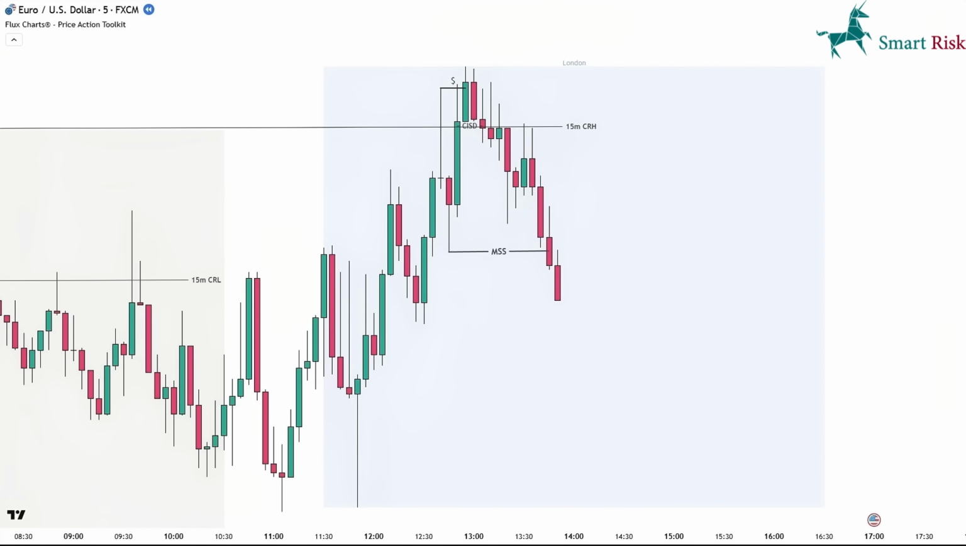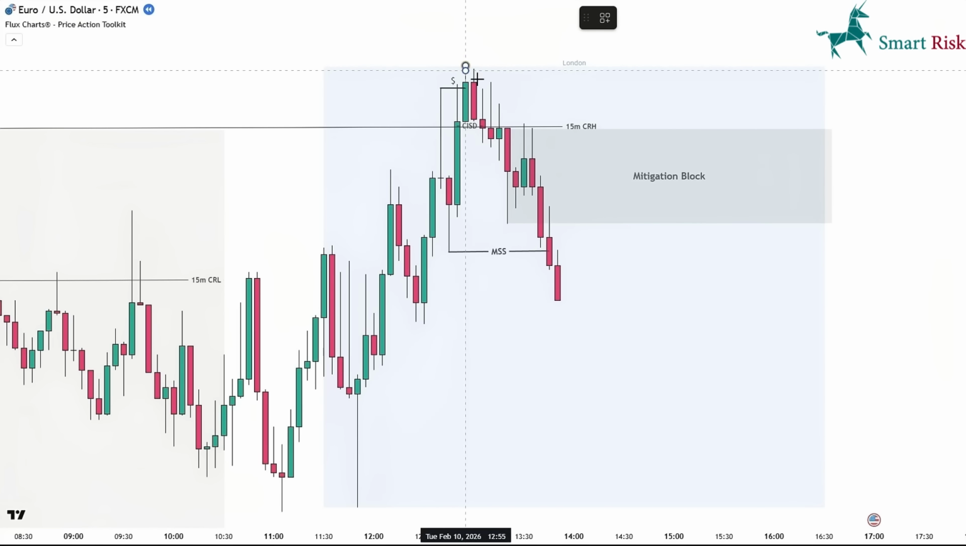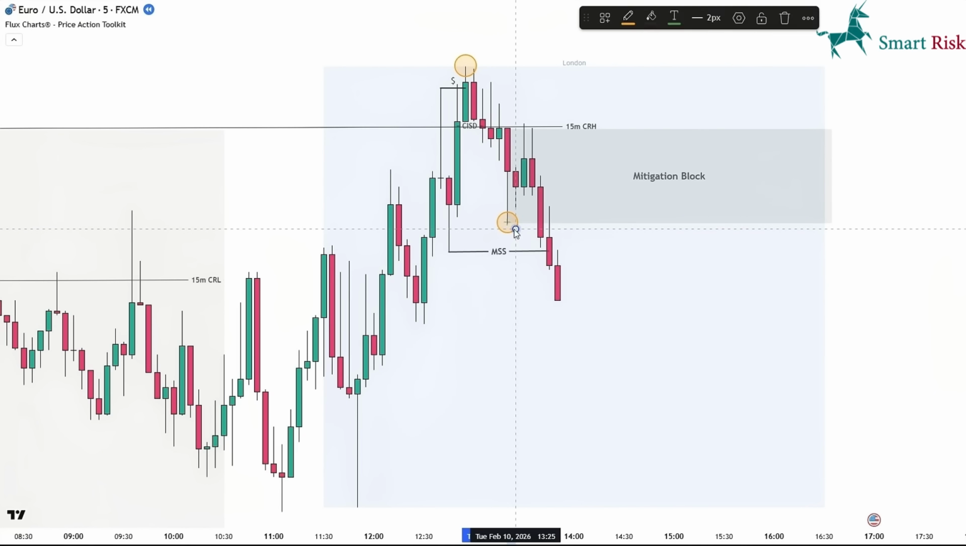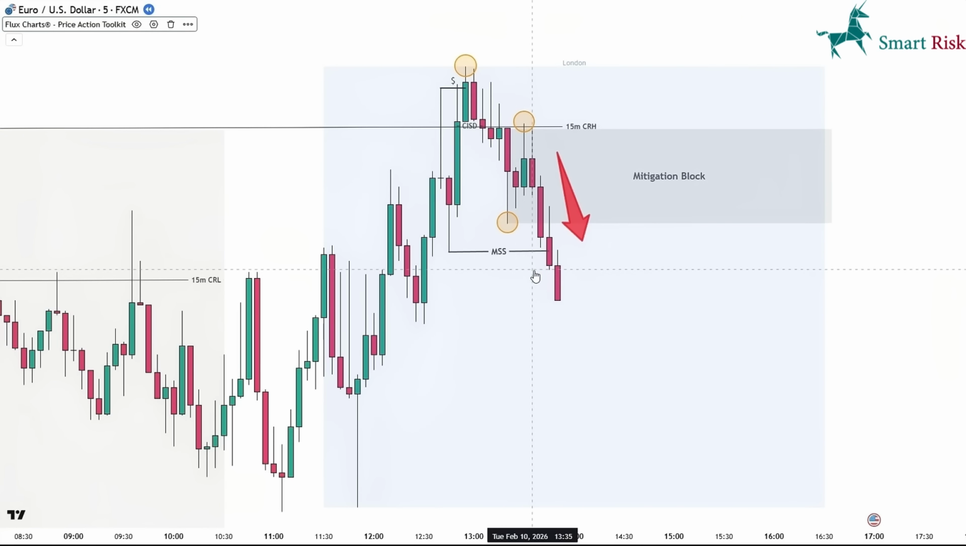Now, on the 5-minute chart, the setup looks even cleaner. We have the liquidity sweep above Asia, price drops back inside the CRT range, and then forms a clean bearish 5-minute mitigation block. We have a swing high, then a swing low, followed by a lower high, and finally a bearish displacement that closes below the first low. That confirms the bearish mitigation block.